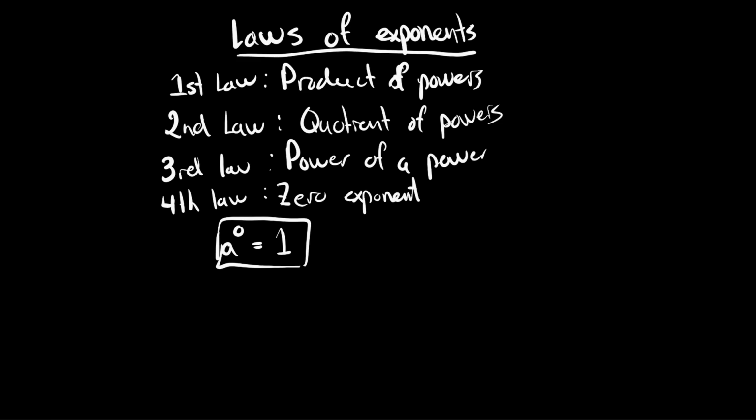So this law is pretty simple. Let's do another quick example just for fun. Let's say you have 1,000,000 exponent 0. This also gives just 1.